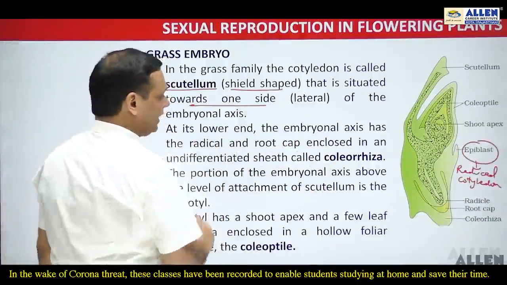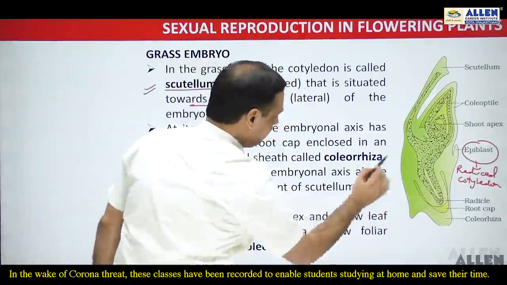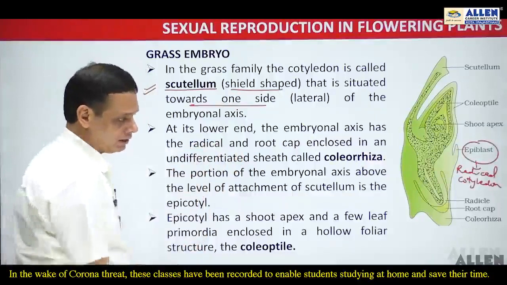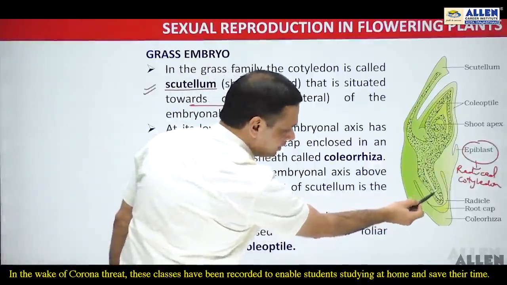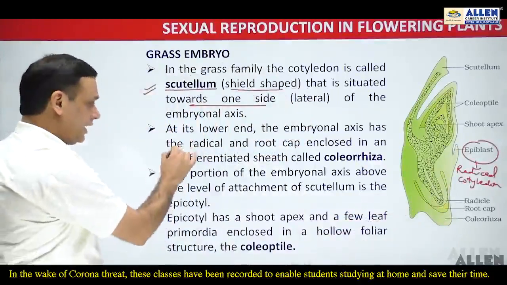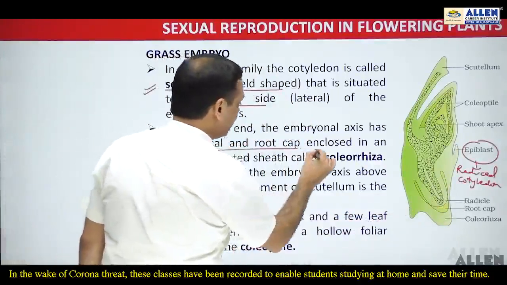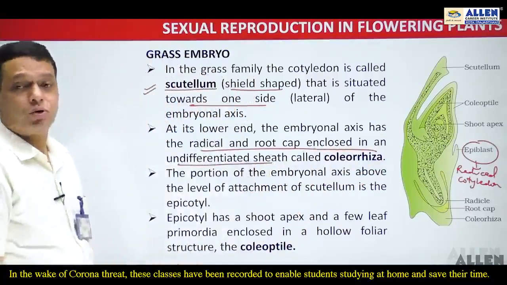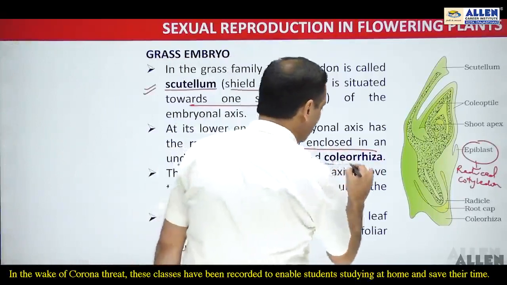At its lower end, the embryonal axis has a radicle part. This is the radicle part, and this radicle is covered by the root cap. The radicle and the root cap are enclosed by an undifferentiated sheath, a protective covering, which is known as coleorhiza.